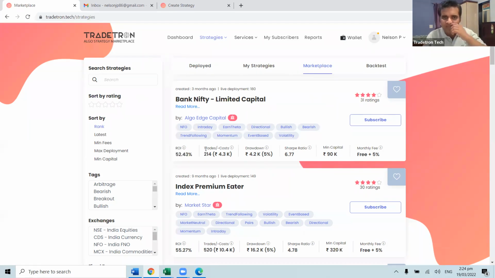Second part also I will explain. This is basically trade cost. As you can see, in the last 1 month, this strategy has taken 214 trades. For example, Zerodha and most of the brokers today charge 20 rupees per trade. So in the past 1 month, this has taken 214 trades, and if you multiply that by 20, your brokerage cost comes to 4,300. So that's what the trade cost means.